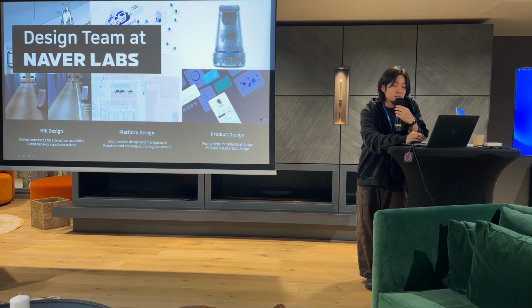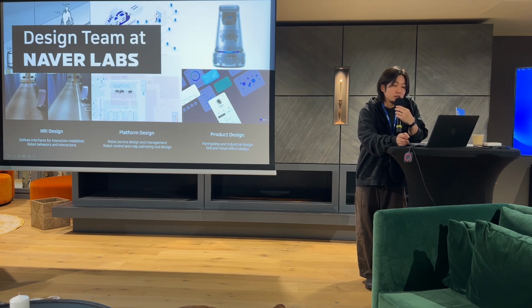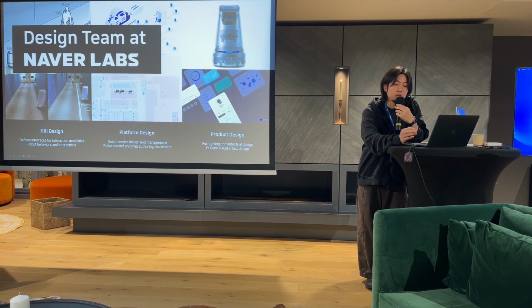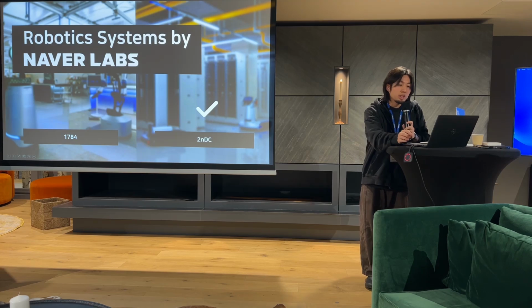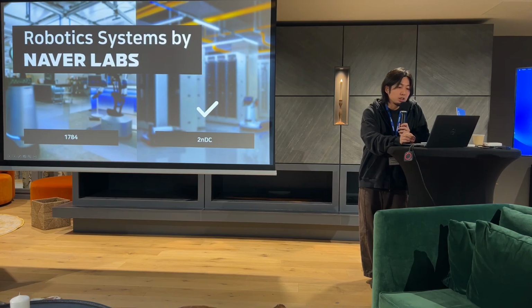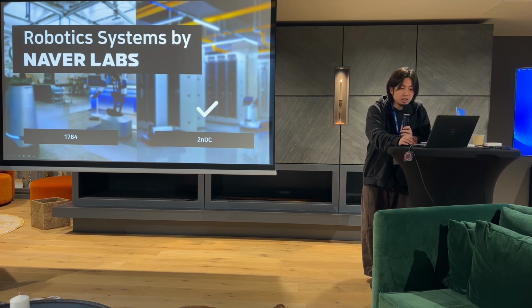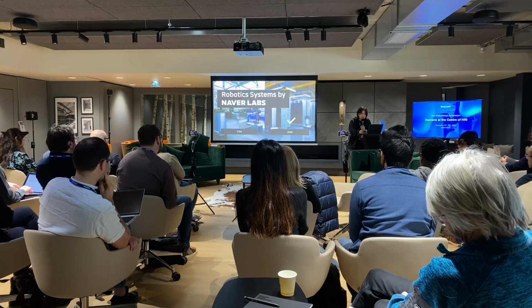And the last team of the design group is the product design team. The team handles the physical design of the robot embodiment, GUI, and the visual elements that shape how the robot functions. NAVER Labs has developed two large-scale robot services. The first is the 1784 project, which operates almost 100 robots in NAVER's new headquarters. And the second is the 2NDC project, which supports asset and human movement in our large-scale new data center. Two years ago, our team member introduced the 1784 project at this symposium. So today I will focus on 2NDC.